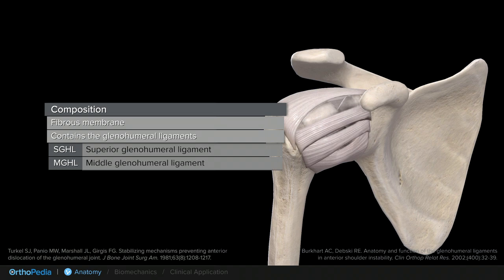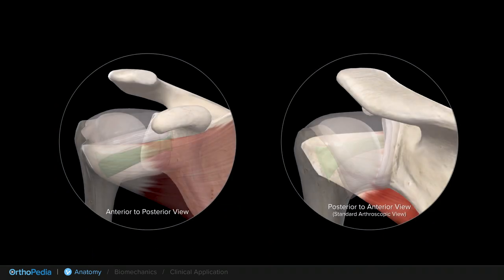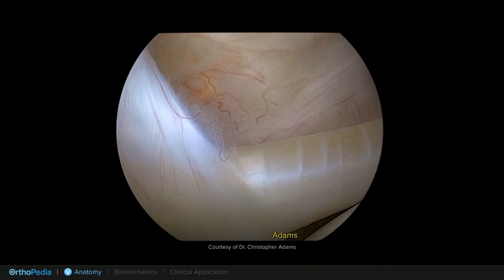Also contained within the capsule is the middle glenohumeral ligament, or MGHL. The MGHL crosses obliquely posterior to the subscapularis tendon, originating from the anterior superior surface of the labrum and glenoid neck medially. It inserts laterally onto the lesser tuberosity of the humerus. Shown here from an arthroscopic posterior viewing portal, the MGHL is situated posterior to the subscapularis tendon.